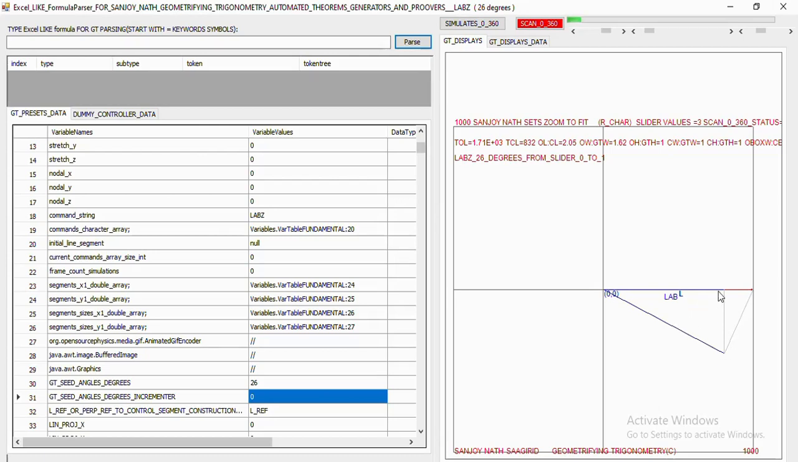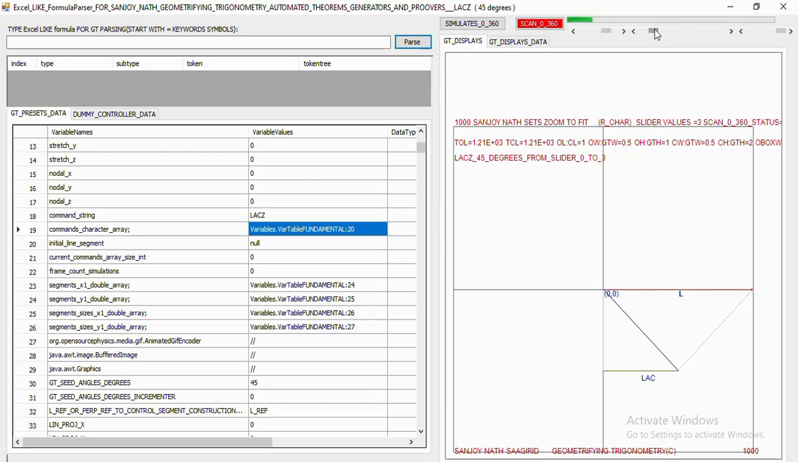One more triangle is glued, where this one is the common line segment. In the same way, LACZ is also another kind of cos square theta, which we can check like this, that is the LACZ.